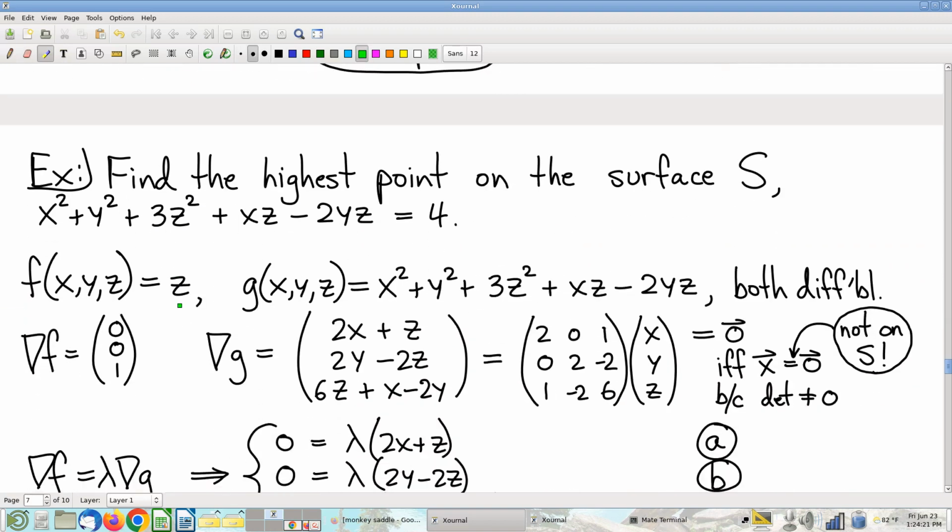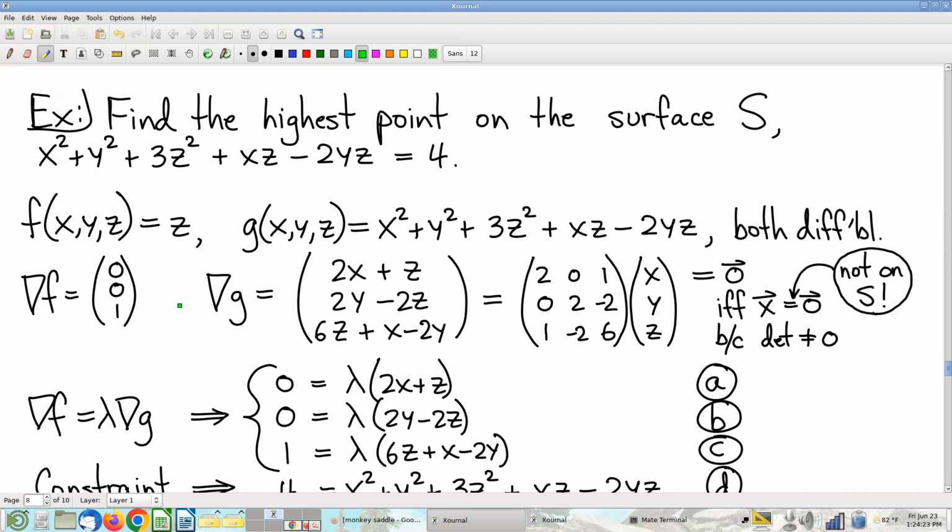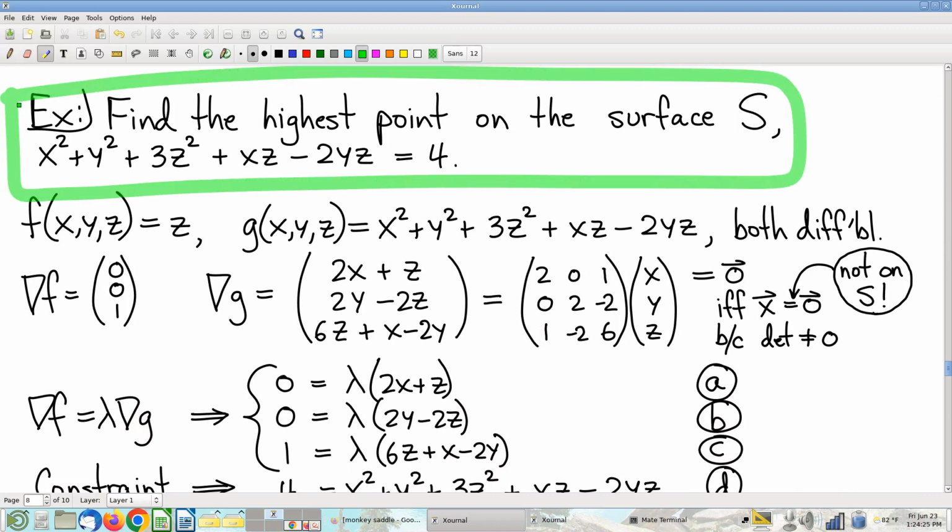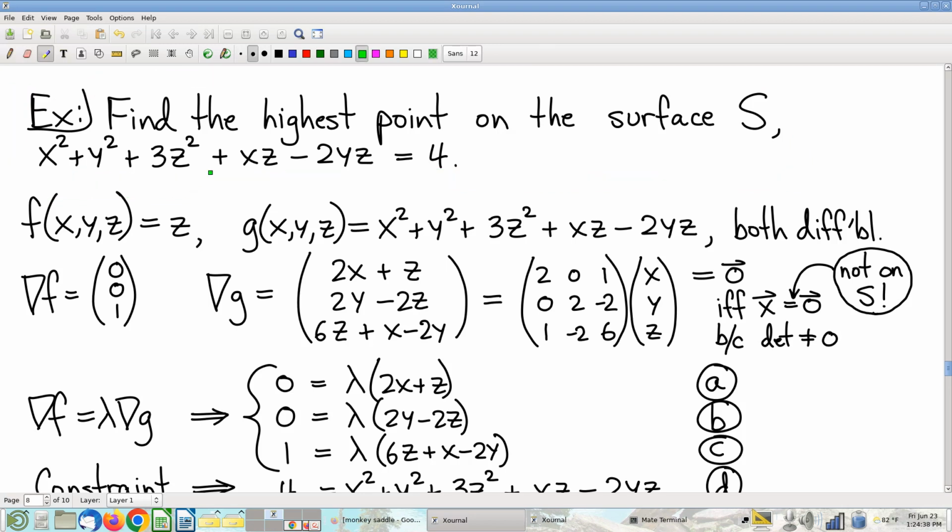Okay, so let's do some examples. Here's a reasonable question. We've got a surface S, pretty weird looking surface there, but let's find the highest point on this surface. Highest means this is what I want to maximize. That function z is my objective function. That's what I want to make as big as possible, right?